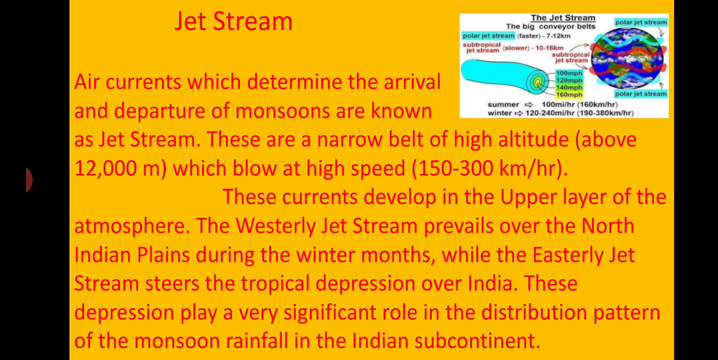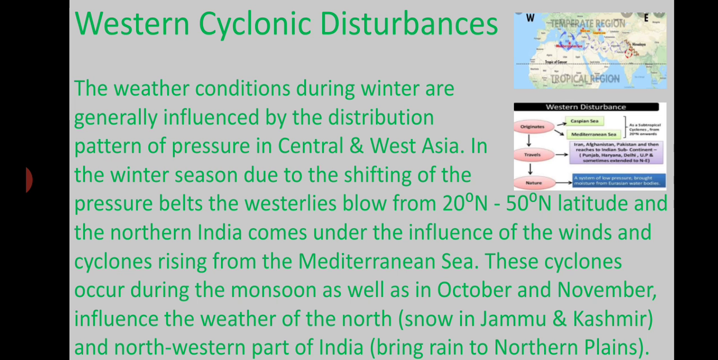The westerly jet stream prevails over the North Indian plains during the winter months, while the easterly jet stream steers the tropical depression over India. These depressions play a very significant role in the distribution pattern of the monsoon rainfall in the Indian subcontinent. Second is western cyclonic disturbances.